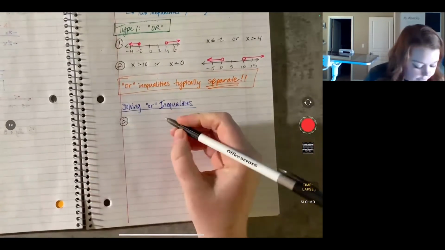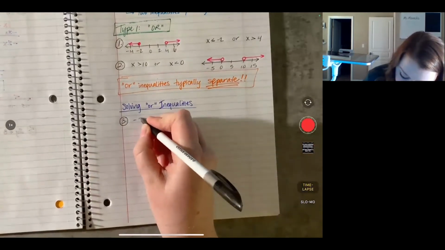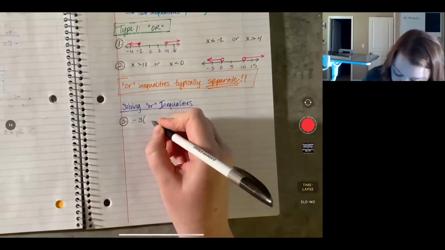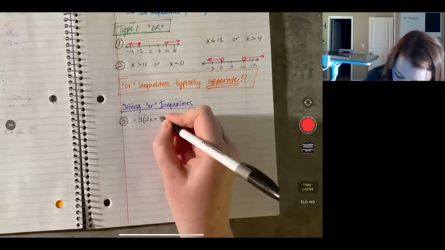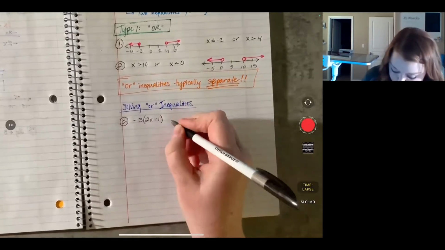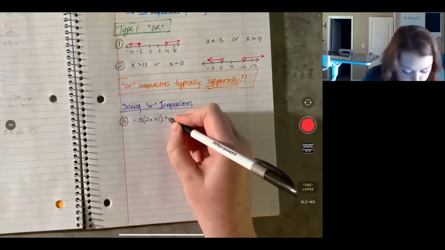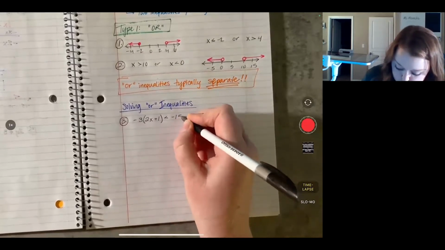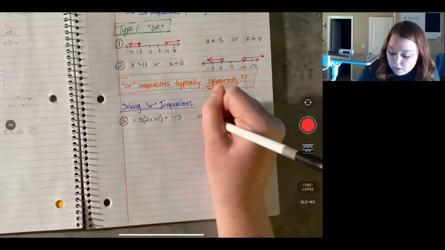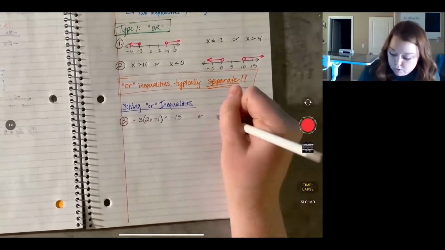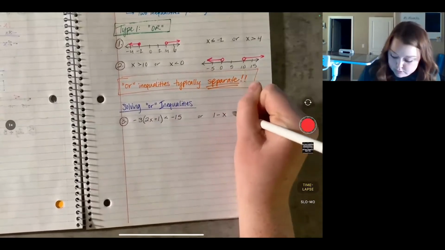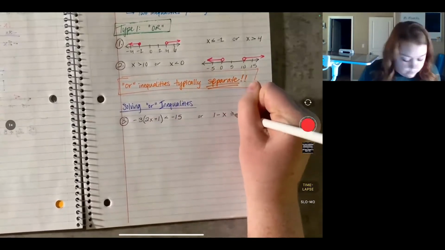So we have -3 times (2x + 1) is less than -15, or 1 minus x is greater than or equal to 5.